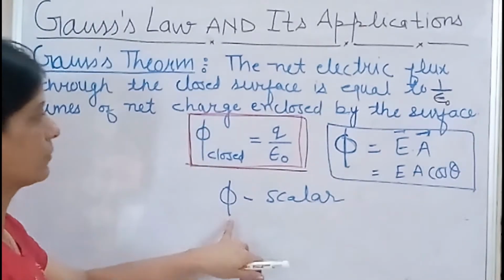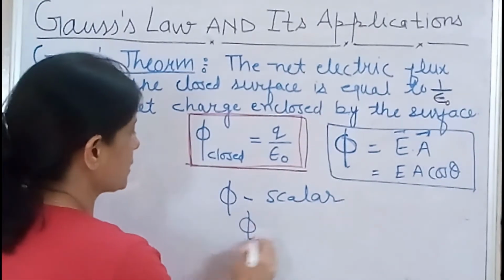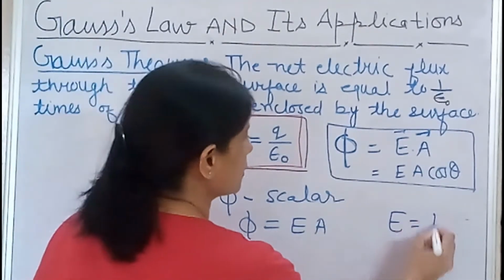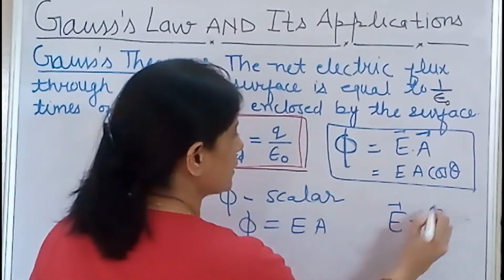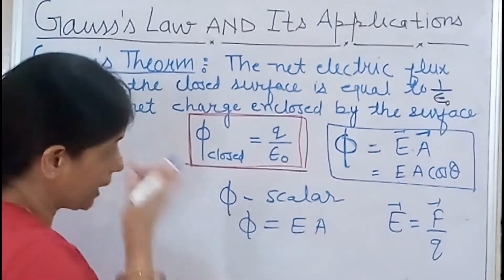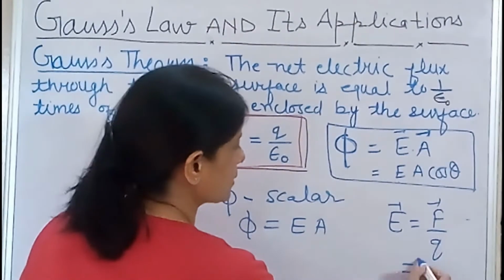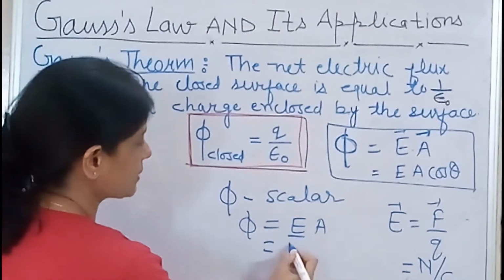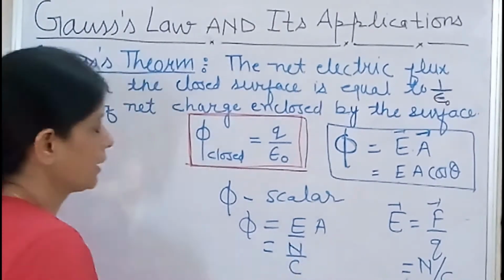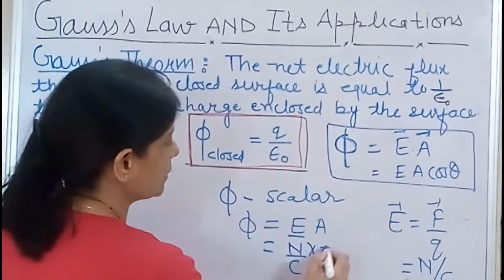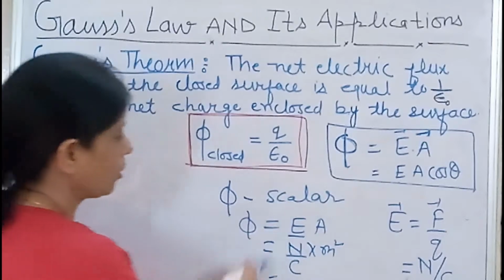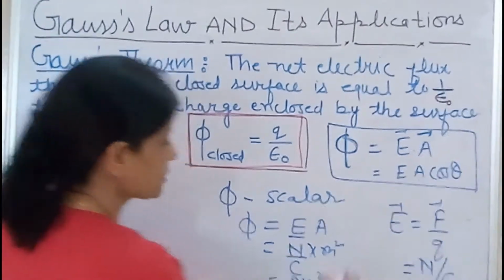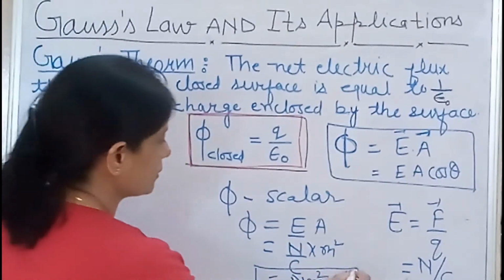Now what is the SI unit of flux? As we know, phi is equal to E A. Now we know E is equal to F upon Q, means electric field intensity is force per unit charge. What is the unit of force? That is Newton. Unit of charge is Coulomb. So unit of electric field is Newton per Coulomb, and the unit of area is meter square. So unit of electric flux is Newton meter square Coulomb to the power minus 1.